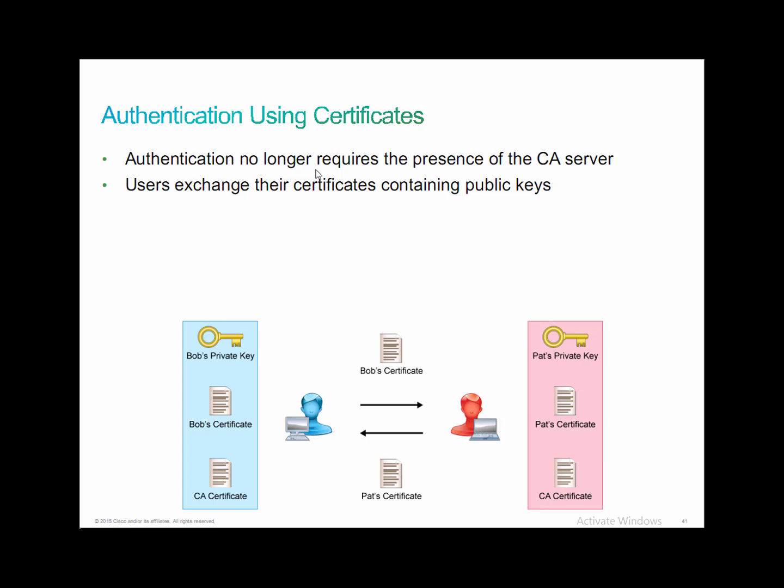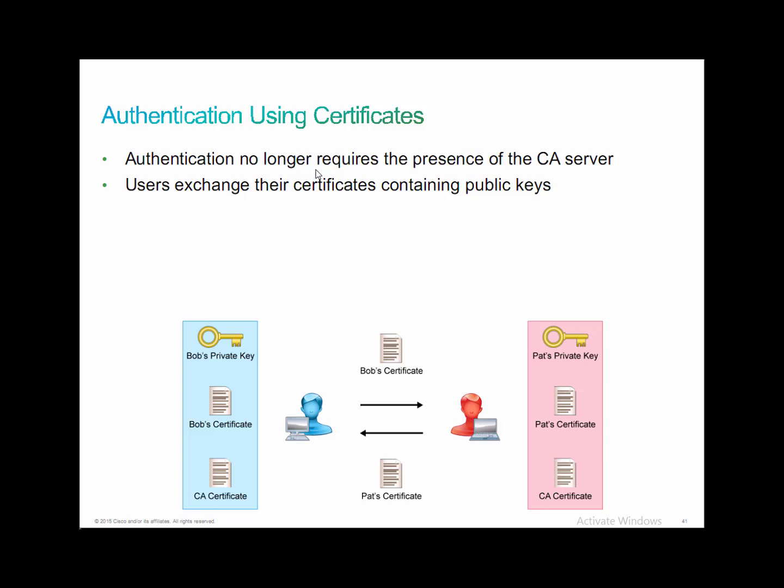Each party verifies the digital signature of that certificate by hashing the plaintext portion of the certificate, decrypting the digital signature using the CA's public key, and comparing the results. If the results match, then the certificate is verified as being signed by that trusted third party. So now both Bob and Pat have an understanding of who's who.